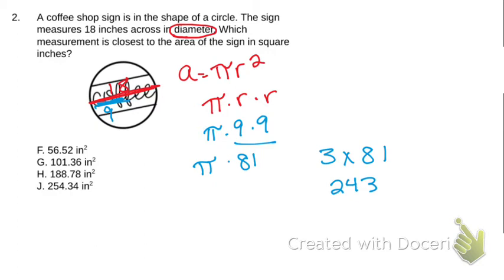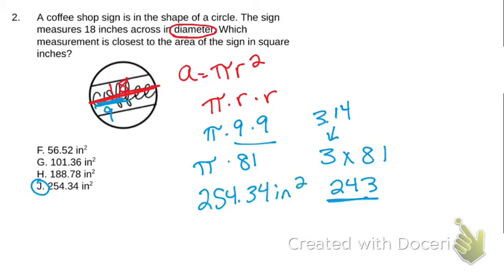Well, look at that. I rounded down. My 3.14 became a 3. And look, I still got 243 as my answer. There is no other number anywhere around 243. Okay, now I know I rounded down, so my answer should be a little bit higher than 243. The only one that's anywhere close to that is J, which on your gradable you would call it D, is 254 and 34 hundredths inches squared.